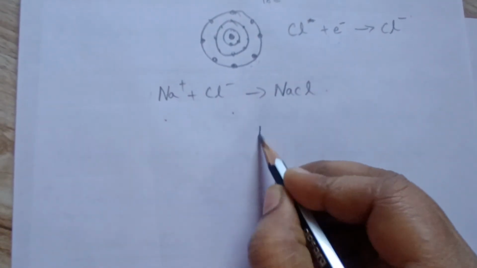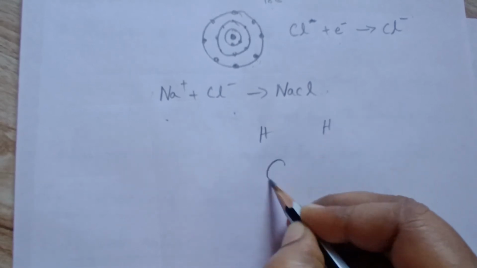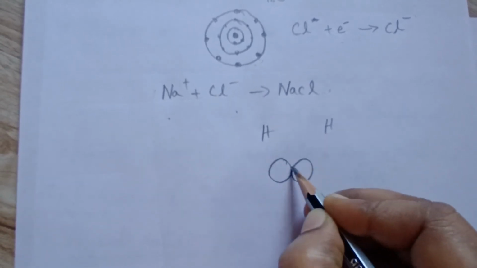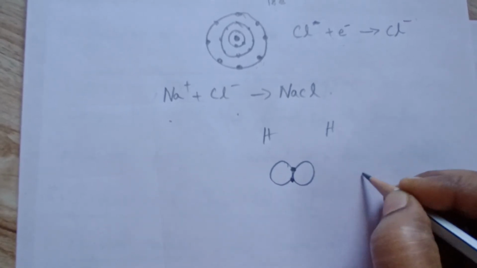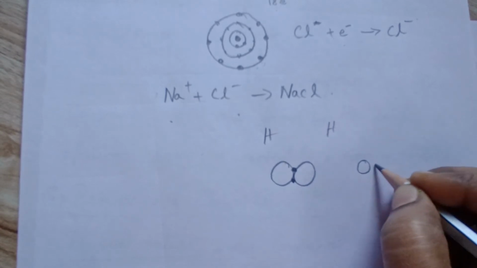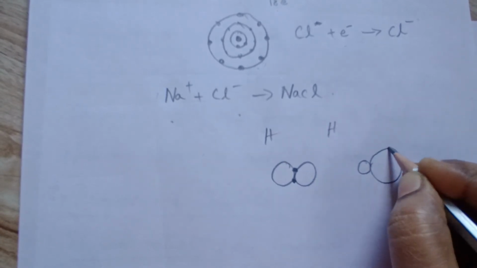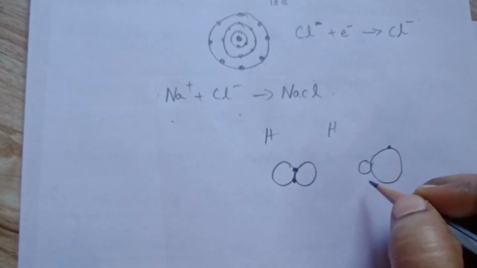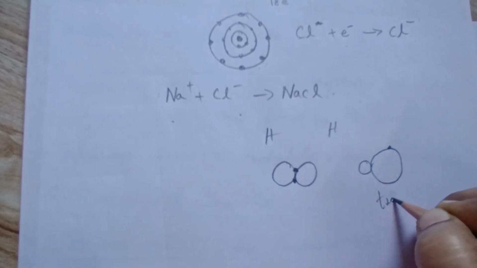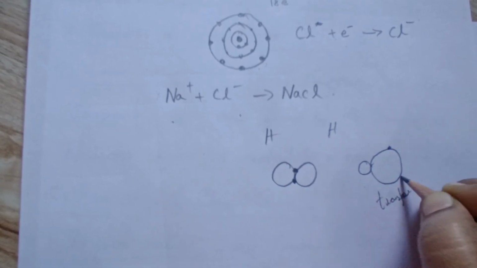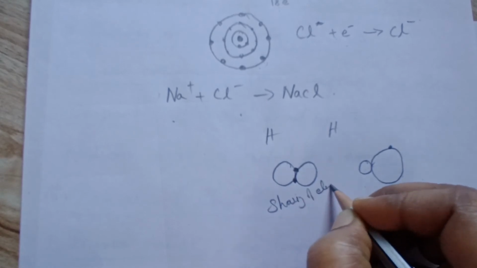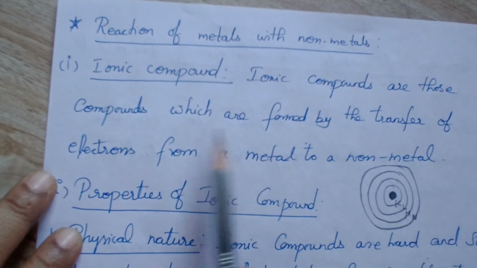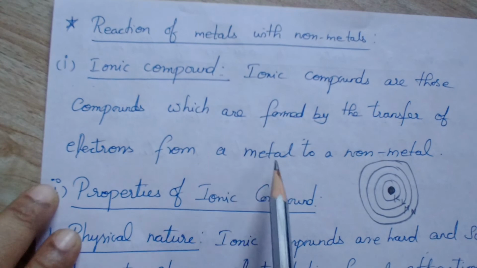For example, this is a hydrogen atom and this is a hydrogen atom, each has one electron, so both will share. But in the case of NaCl, Na will leave this one electron and it will be transferred to Cl. This is transfer of electrons from one element to another element. Normal bonding means sharing of electrons. So ionic compounds are those formed by transfer of electrons from a metal to a non-metal.